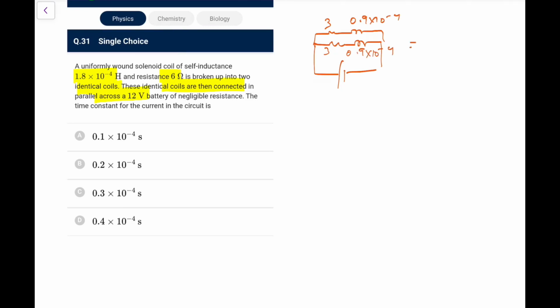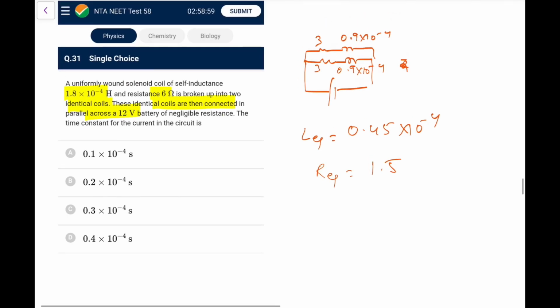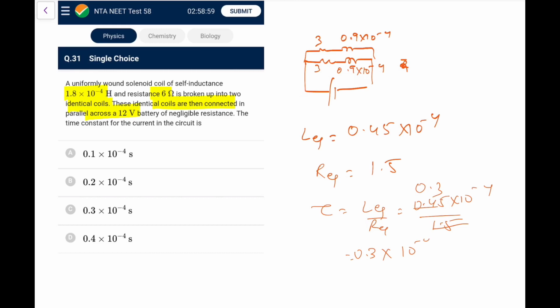So we can directly draw the equivalent here. The L equivalent will be, because they are in parallel, they add like resistors, so it becomes half, 0.45 into 10 to the power minus 4. The R equivalent also becomes half, that is equal to 1.5. So the effective time constant that you always write will become L equivalent upon R equivalent, that is 0.45 into 10 to the power minus 4 upon 1.5. This comes out as 0.3 into 10 to the power minus 4 second, that is the time constant. So go for option C here. Going by that analogy, you can directly do it.